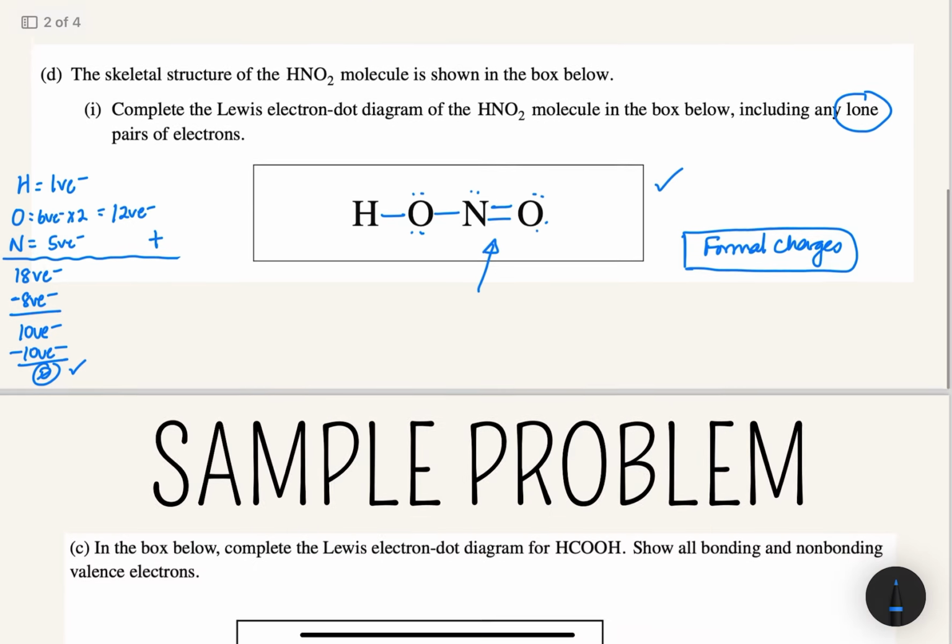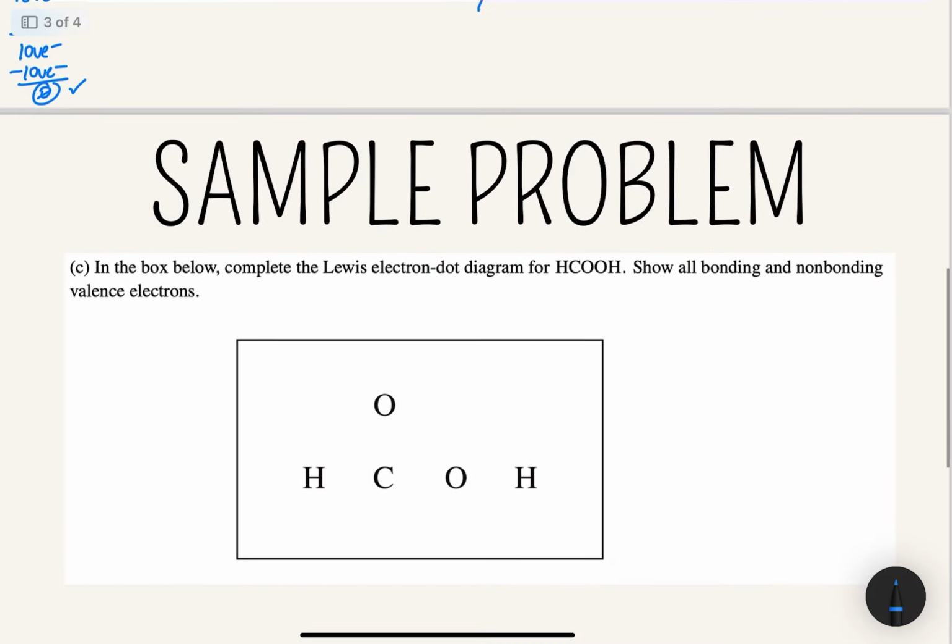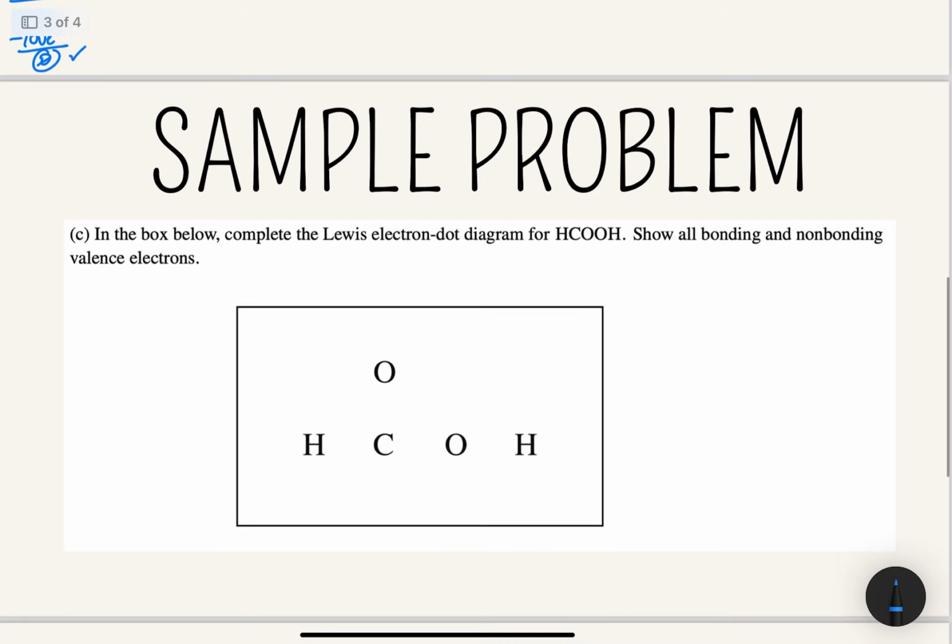Let's try another one from an older AP exam. In this question, again, I'm given the skeleton of HCOOH, and we're going to complete the diagram by drawing all the bonds as well as the non-bonding lone pairs. Okay, so let's set up an electron bank.